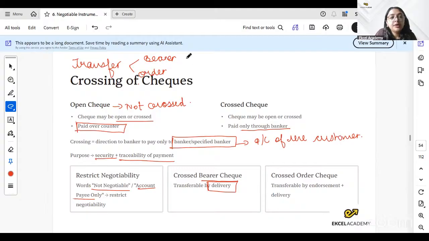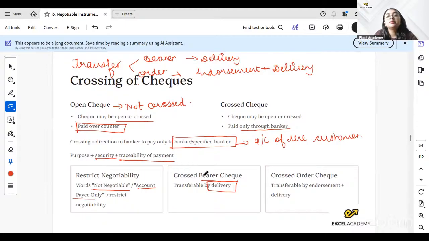Okay, so your bearer check is transferable merely by delivery. Your order check requires endorsement plus delivery, both. So that is what is meant by a crossed bearer check being transferable only by delivery. A crossed order check is transferable by endorsement and delivery. All right, I hope you are clear with this topic here.